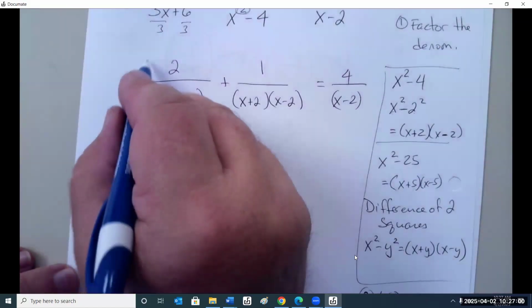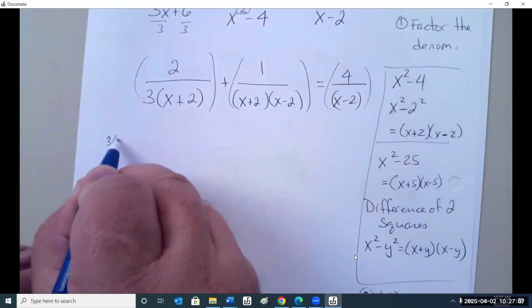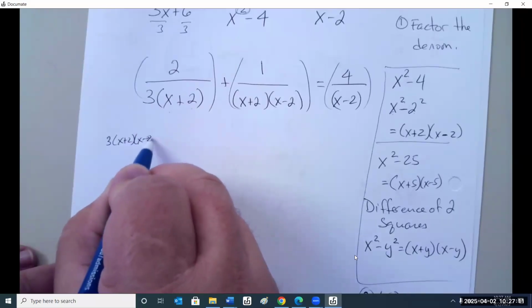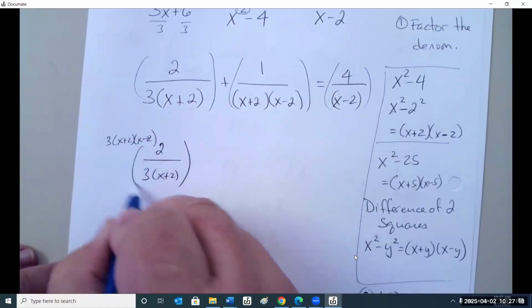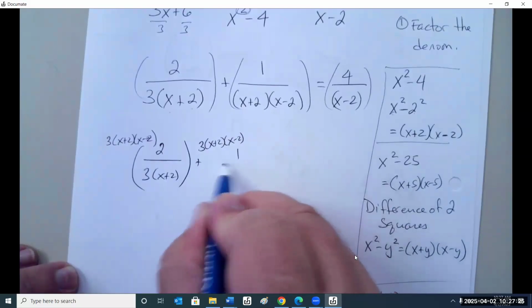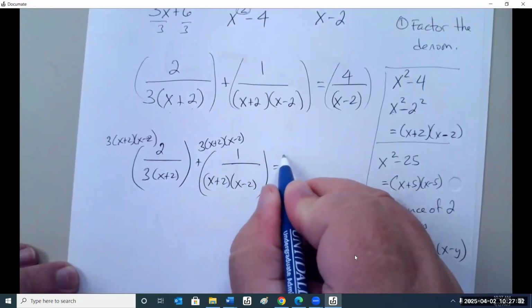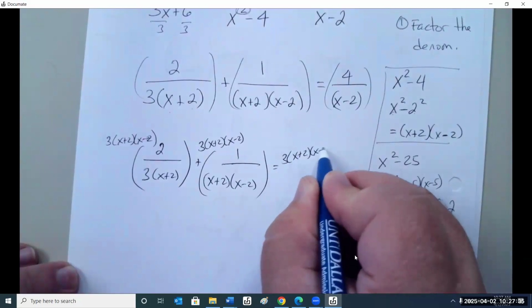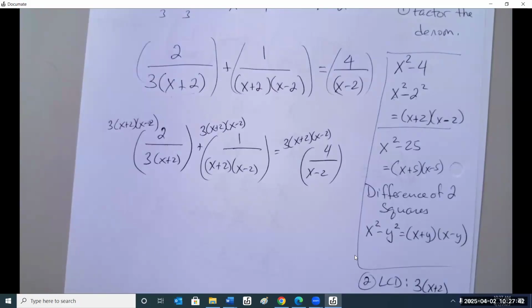And multiply the LCD to each of these terms. So we have 3(x plus 2)(x minus 2) times 2 over 3(x plus 2), plus 3(x plus 2)(x minus 2) times 1 over (x plus 2)(x minus 2), equals 3(x plus 2)(x minus 2) times 4 over (x minus 2). I just put the LCD in front of everybody. Now I cancel.